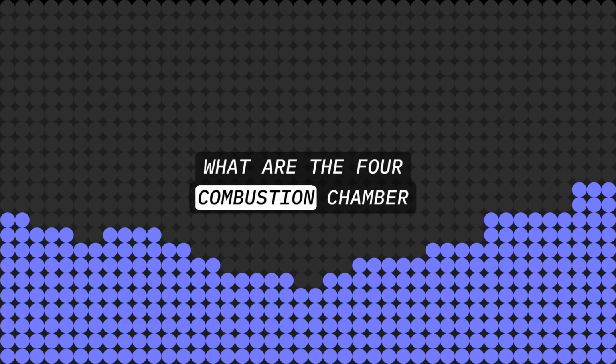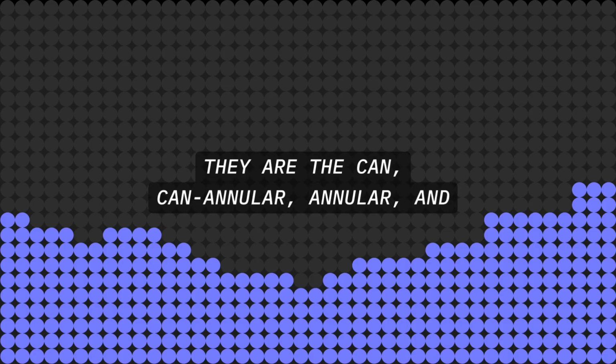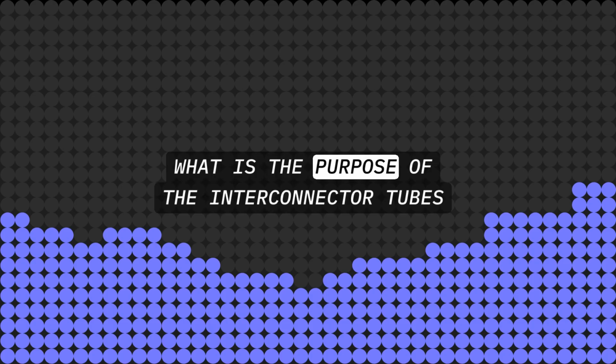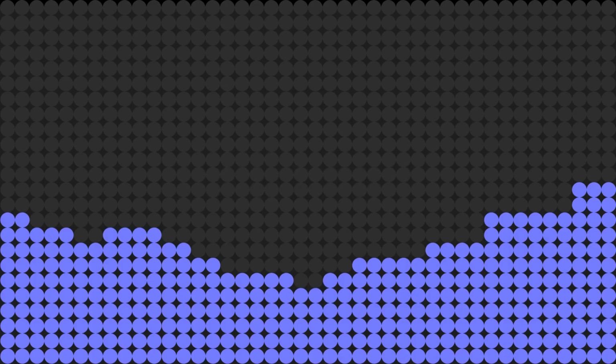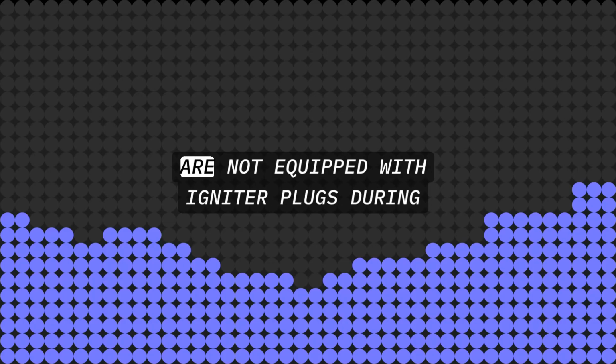What are the four combustion chamber systems? They are the can, can-annular, annular, and reverse flow annular types. What is the purpose of the interconnector tubes between can-type combustion chambers? To spread the flame to the combustion chambers that are not equipped with igniter plugs during engine starting.